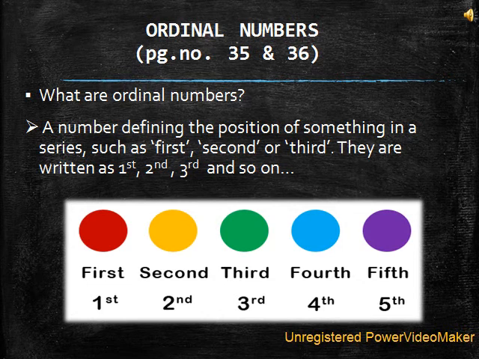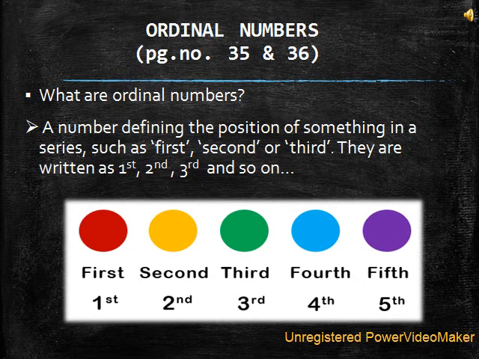On the screen you can also see the color representation. The red color is on first. The number 1 is known as first. Number 2, second. Number 3, third. 4, fourth. Number 5, fifth. So when we say first, second, third, fourth, fifth, these numbers are known as ordinal numbers. We will study ordinal numbers up to 12 only.